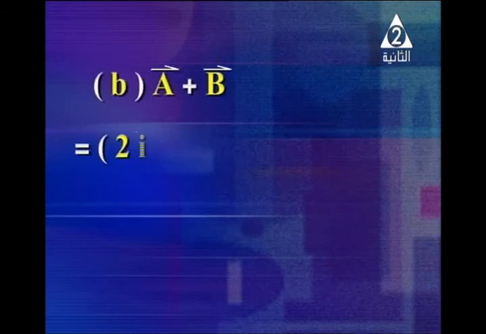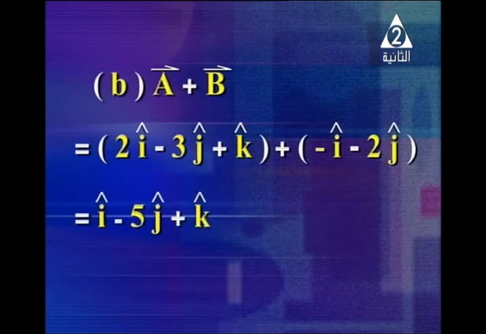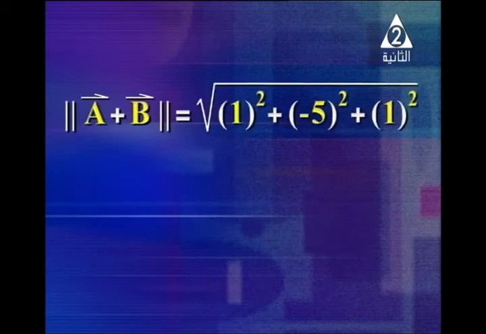For A vector plus B vector, we add the component of I plus the component of I, J plus J, and K plus K. The answer is I vector minus 5J vector plus K vector. This is A vector plus B vector. What is the norm? The norm of A vector plus B vector equals the square root of the squares of each component: 1 square plus negative 5 square plus 1 square equals square root 27.